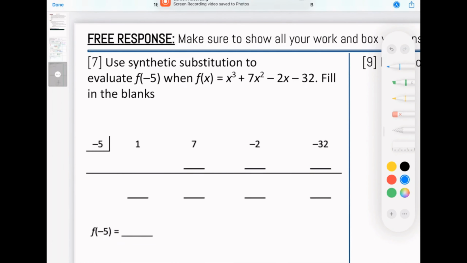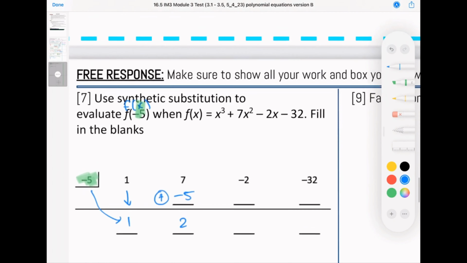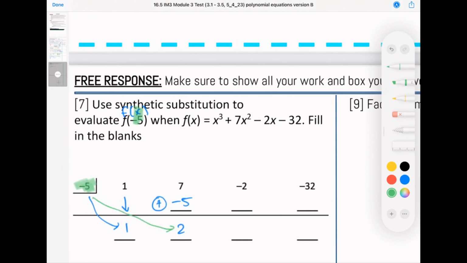Alright, use synthetic substitution. So this basically says your x value is -5, and that -5 is here. So bring this one down, and then you're going to multiply. So that would be -5, and then you're going to add these 2 numbers. Same thing. -5 times 2, which is -10. And then we're going to add down here.